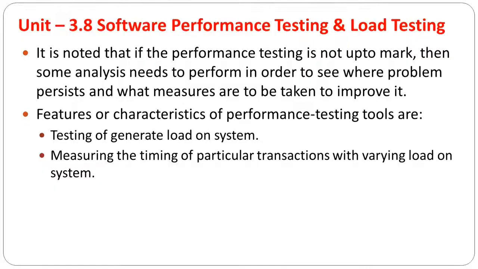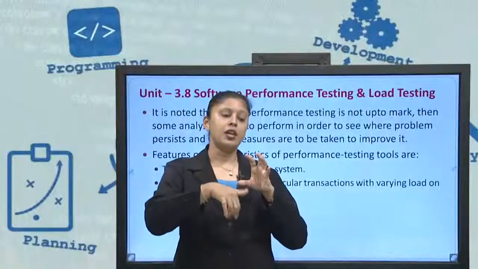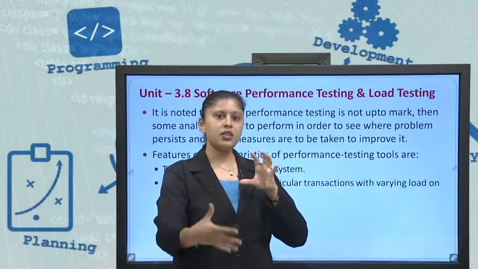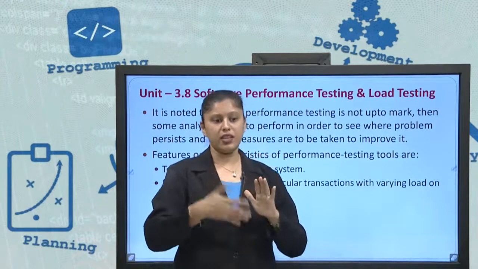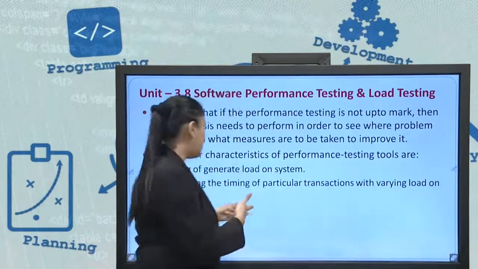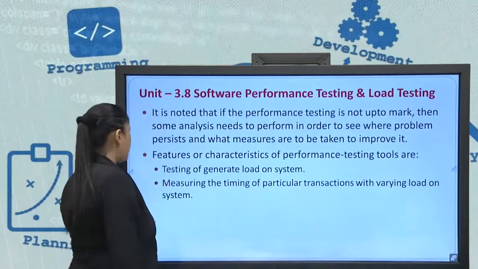Previously your system was working with 100 people. Now generate load on it. You generate load from 100 people, then move it to 1000 people. What is the measure of performance it is giving at that particular time? Now from 1000 you increase it to maybe 10,000 people. Now whether performance is degrading, whether performance is up to the mark or not, comes under measuring the timing of particular transactions.